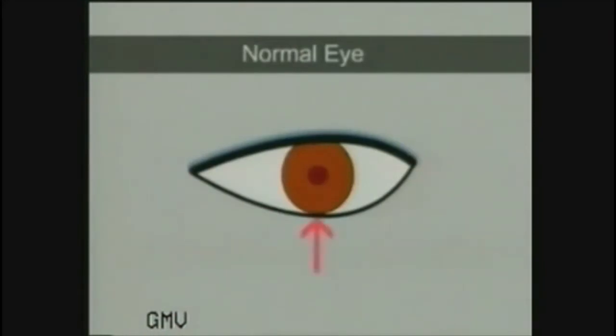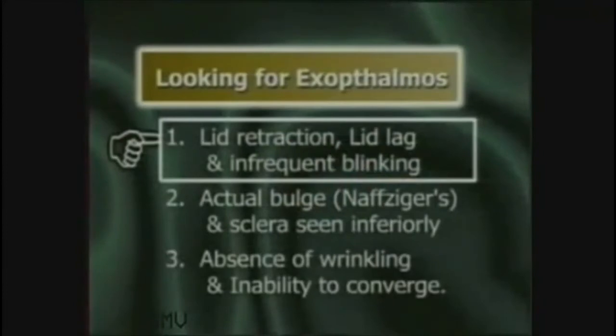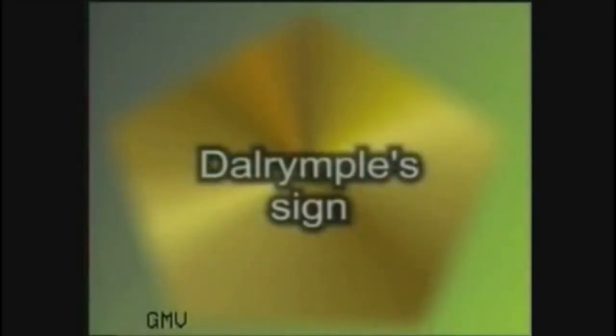Normally, the lower lid just touches the limbus at 6 o'clock, while the upper lid covers the upper margin of the cornea from 11 to 1 o'clock. Limbus is the corneal margin. The early eye signs of thyrotoxicosis are lid retraction, lid lag, and infrequent blinking. The earliest eye sign to appear is the lid retraction with resultant widening of the palpebral fissure, also termed Dalrymple's sign.